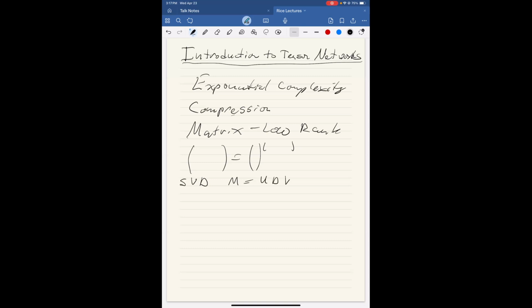It's a U times D times V. And sometimes they put a transpose or a dagger on the V, I won't worry about that. So it's a factorization, unitary times diagonal times unitary. And it's unique up to a few minus signs. The diagonal elements are positive or 0.